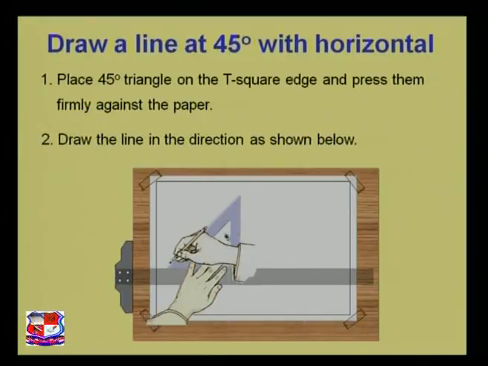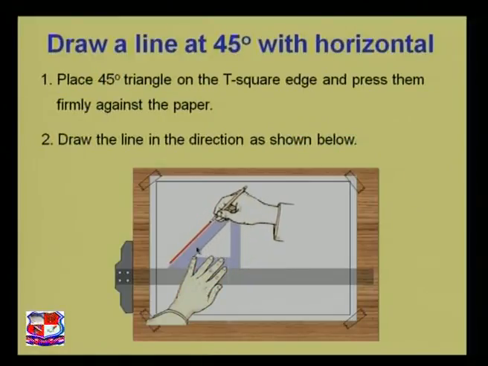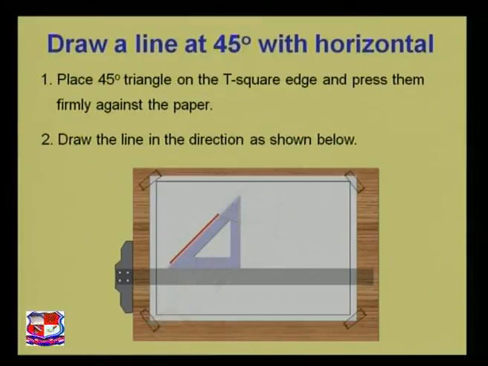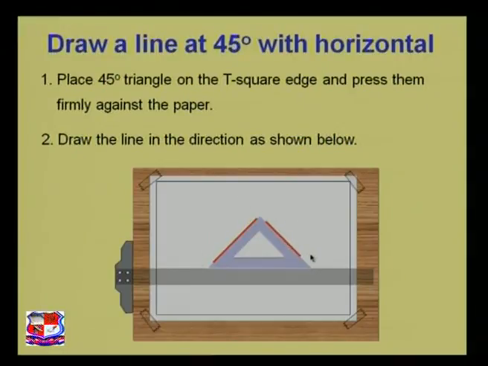this set square has an angle of exactly 45 degrees. This angle is 45 degrees and this angle is 45 degrees. So if we want to draw two lines which intersect at 45 degrees with each other, then how can we do it? Place this bigger side on the T-square like this. We have got a 45-degree angle over here and a 45-degree angle over here. Draw two lines which will intersect with each other exactly at 45 degrees.